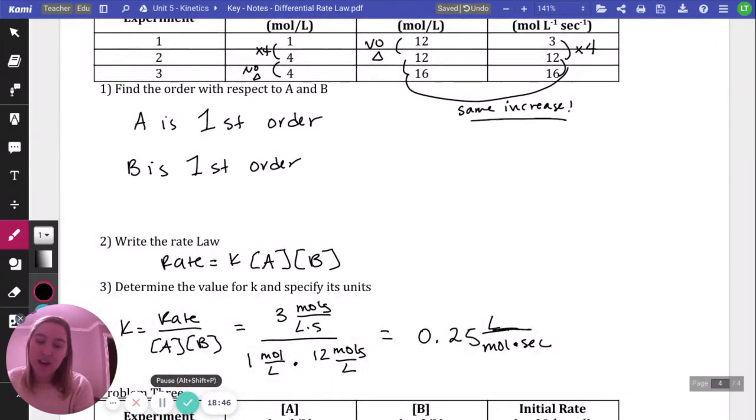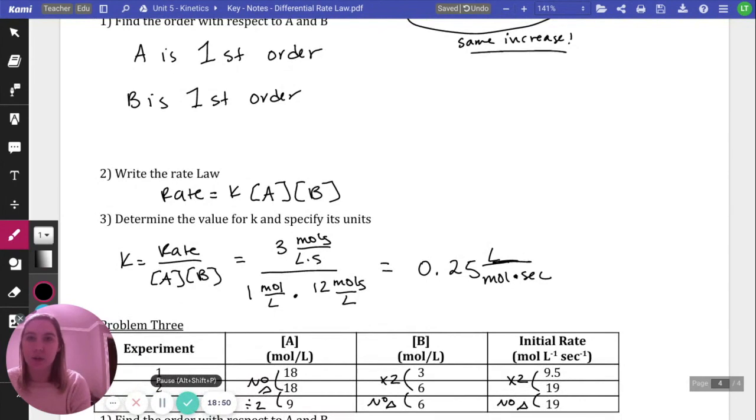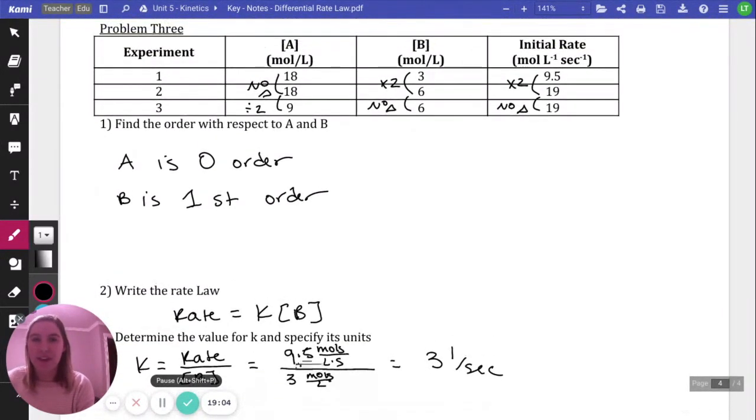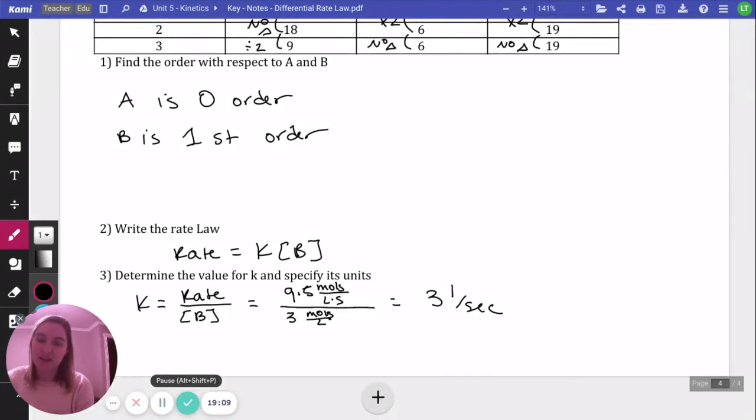So for our first one, I got that A is first order and B is first order. So our rate is equal to K, the rate constant, times the concentration of A times B. And I got that the value of K would be 0.25 liters over moles times seconds. And then for the next problem, I got that A is zero order and B is first order. So our rate is equal to K times the concentration of B. And then our K value would be 3, and the units are 1 over seconds.